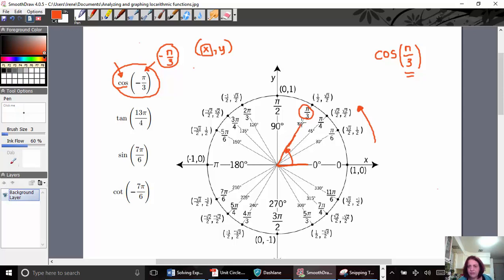The next thing that we need to do is to find the terminal point of that angle. And the terminal point is right here. Then we want to find the cosine, and the cosine will be the x-coordinate. The x-coordinate will be 1/2. So the cosine of pi thirds is nothing else than 1/2. And this is how we calculate the cosine of pi thirds.